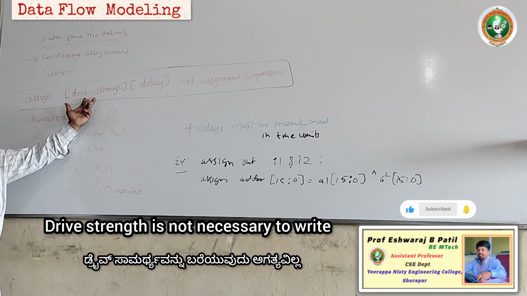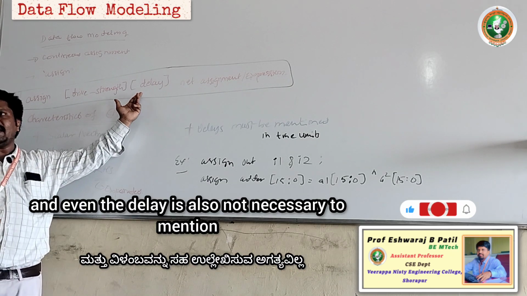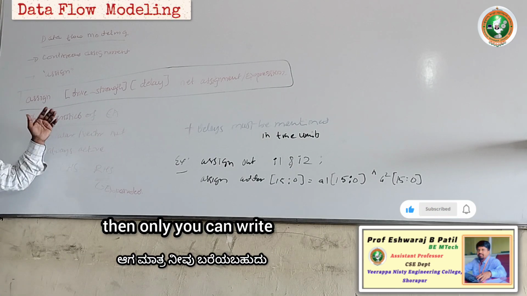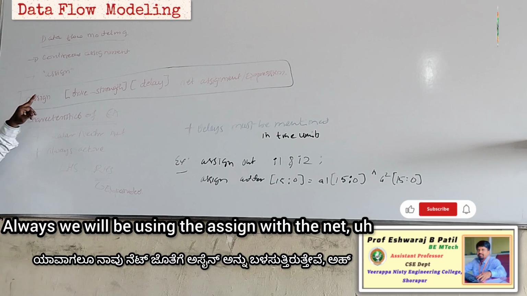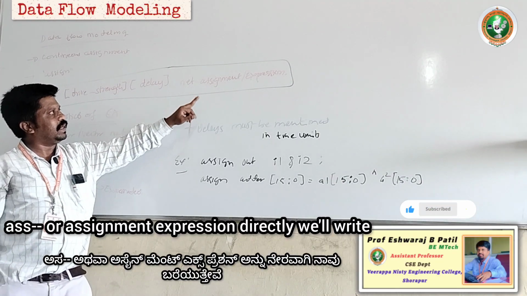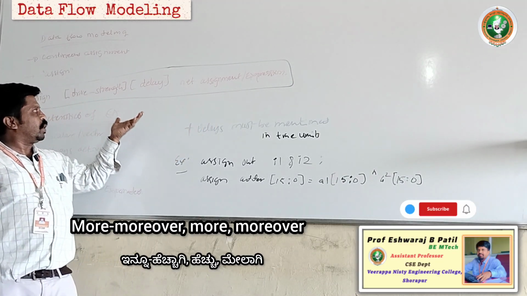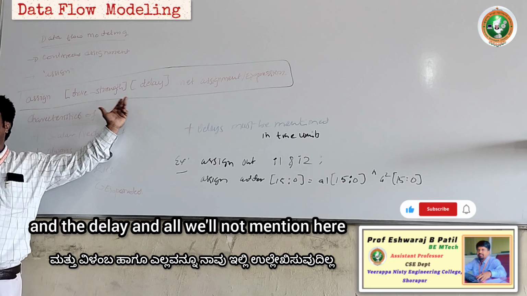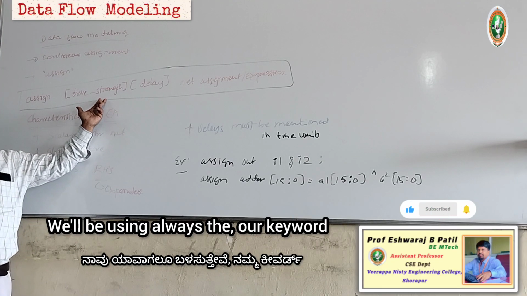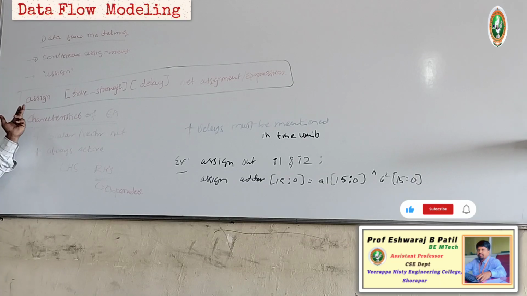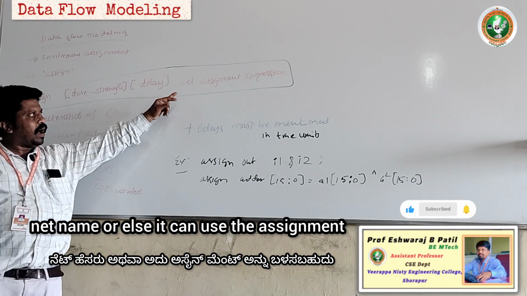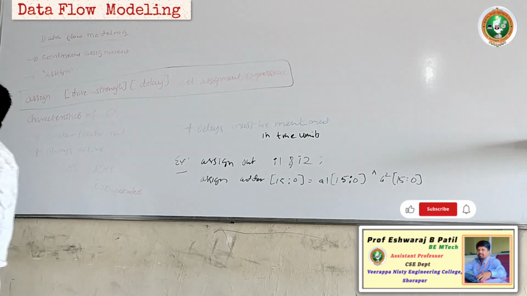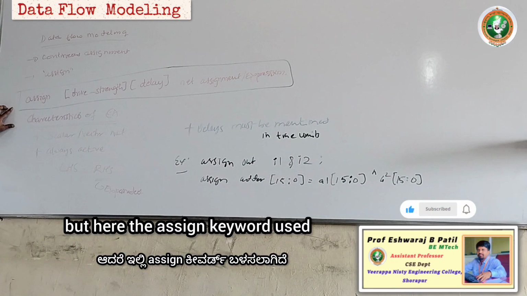Don't worry about this. Drive strength is not necessary to write, and even the delay is not necessary to mention. If it is necessary, then only you can write it. Always we will be using assign with the net or assignment expression directly. Most of the time in the program we will not use the drive strength and the delay. We'll always use the assign keyword with the net name, or else an expression.